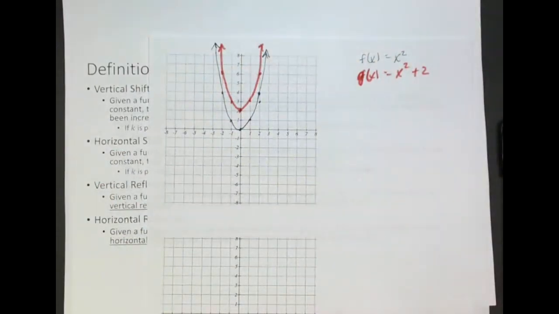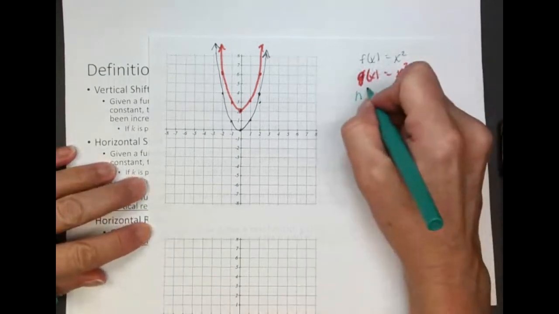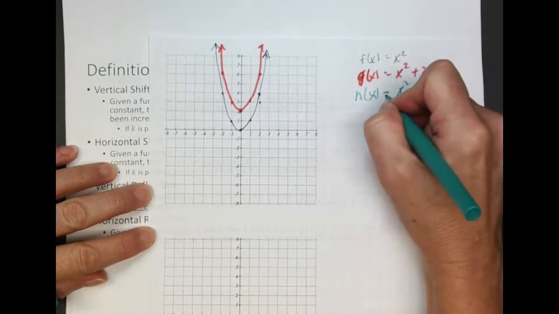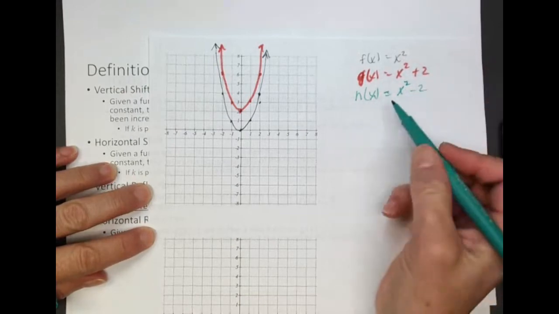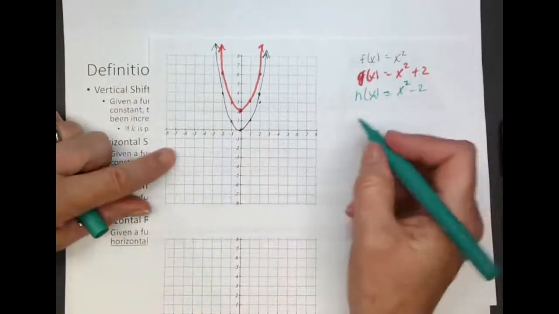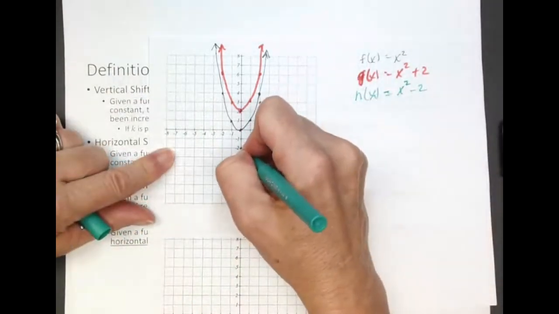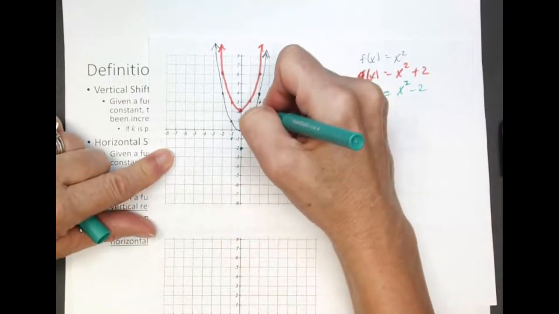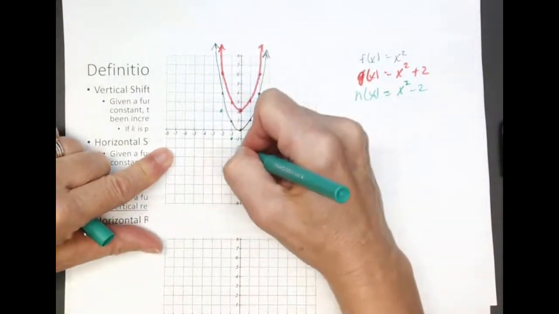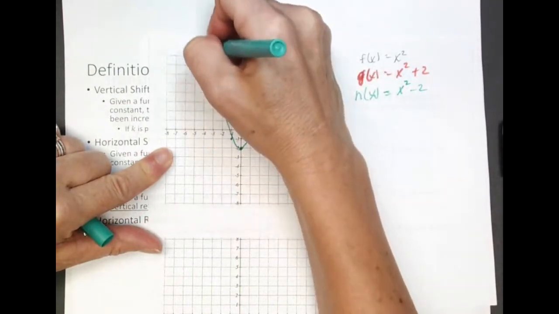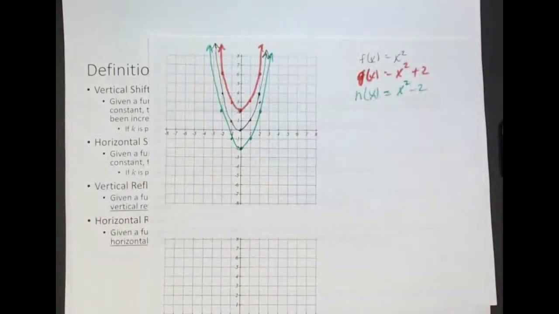If we were subtracting, I'll grab a different color here, call it h of x, let's say x squared minus 2. What we'll be doing is taking that toolkit function and shifting it down 2 units. So all the y coordinates of all the points on that graph are going to shift down 2 units. And it's going to look like that, the teal color graph.